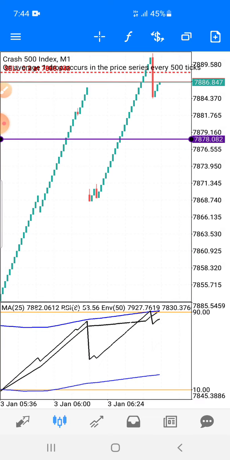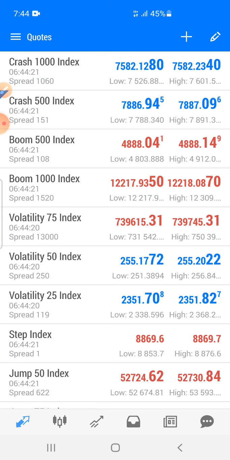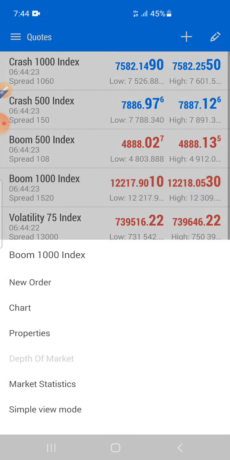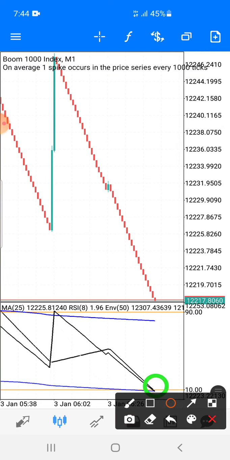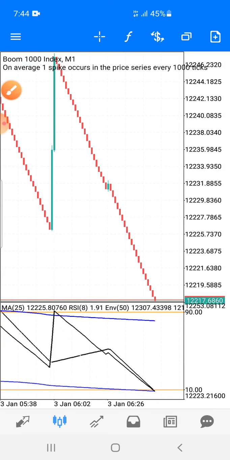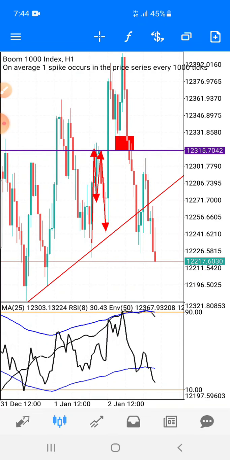Now let me also show you another one, maybe Boom 1000. You can see on Boom 1000 the lines have converged here again. Okay, now they have converged there, so we are to buy now. But before we buy, we need to go to a higher time frame to make sure that it's an uptrend before we buy. Have you seen what I'm talking about?